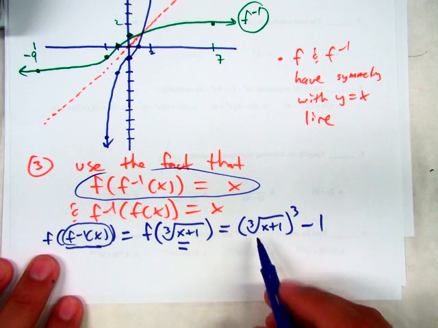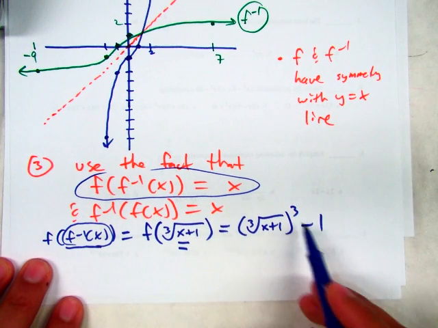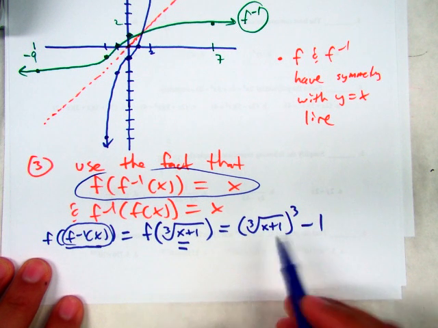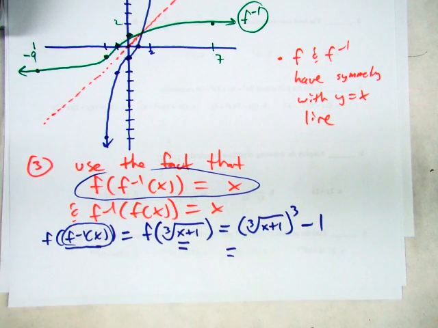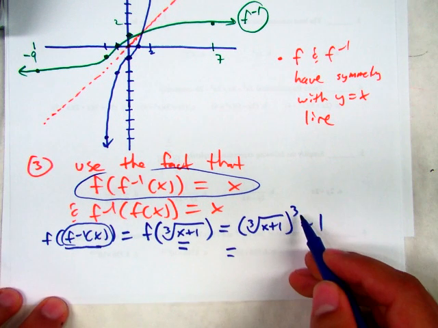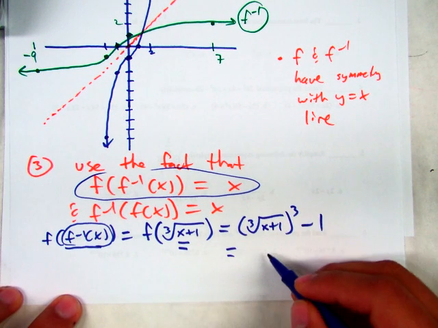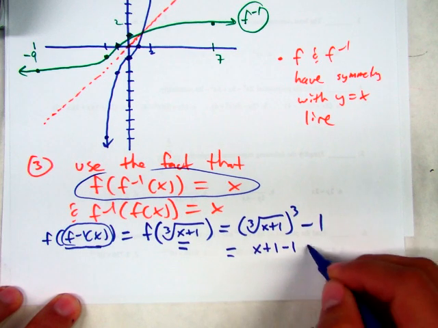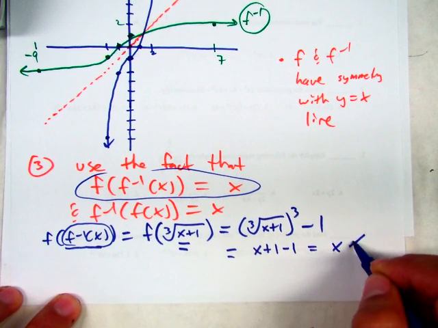Because the original rule was x cubed minus 1. Now I'm just plugging the inverse into x. And now what should happen is that everything should cancel out, and you should get x, if this is done correctly. Well, what happens when you cube a cube root? You get whatever's in there, so x plus 1 minus 1, which is x. Okay? So that's half of it.